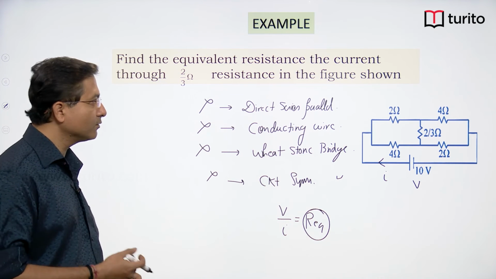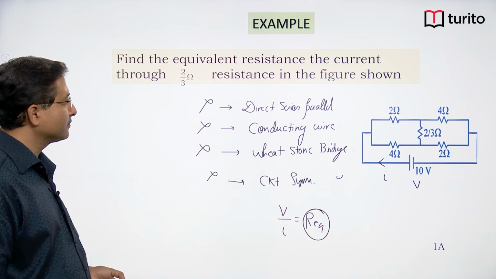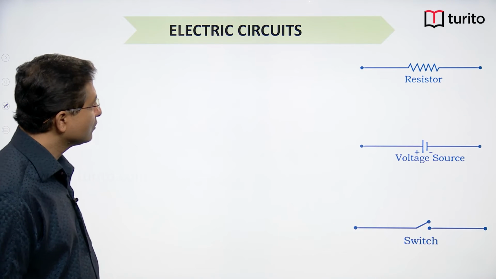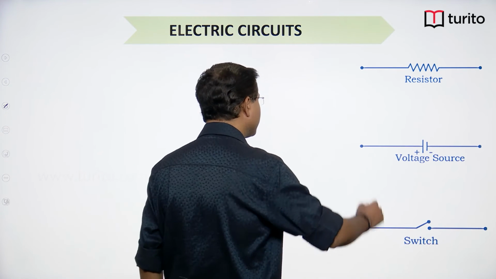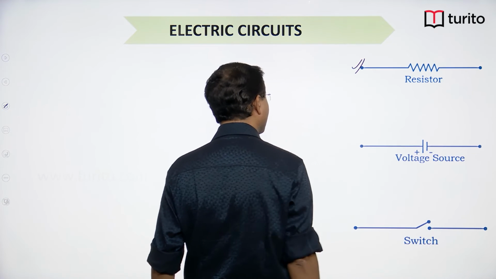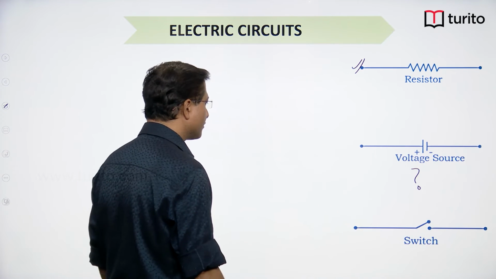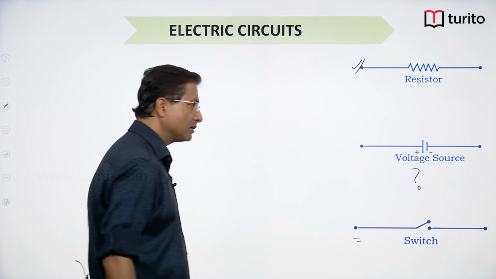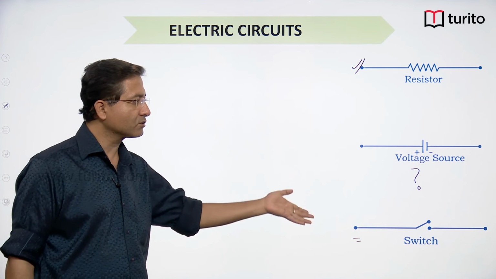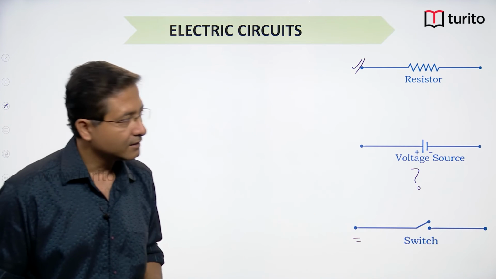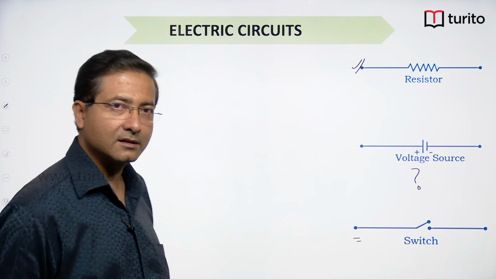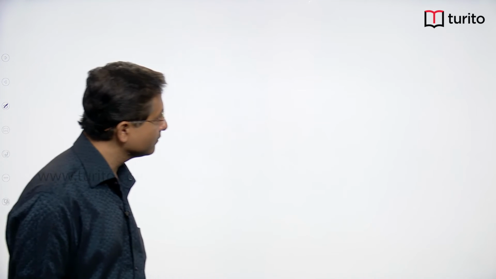Now let us move to the next slide. So the basic circuit element, the resistor, we have discussed. Today we will discuss the voltage source, and later we will talk about switches and all. So in this chapter you will get resistor, voltage source and switches. Resistor we have already discussed. Now let us talk about the voltage source.